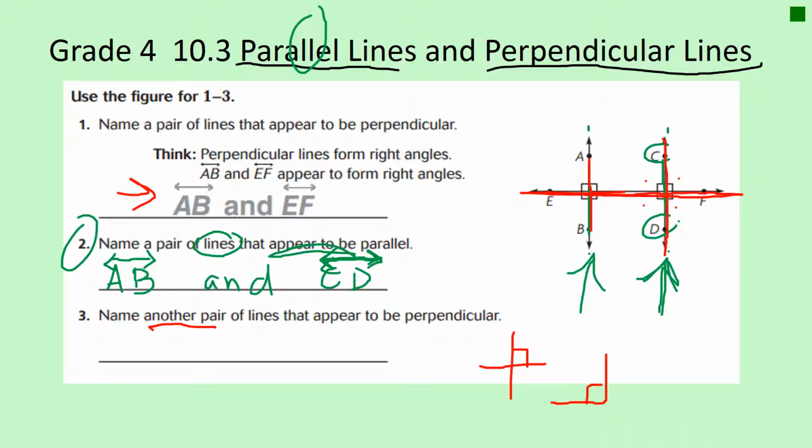So line CD, we'll label that line, is perpendicular to line. Here's the symbol for perpendicular to. Isn't that cool? Is perpendicular to line EF. Okay, you could have also just written the words line CD and line EF are perpendicular. All right, good work.